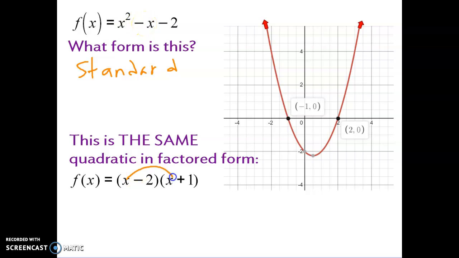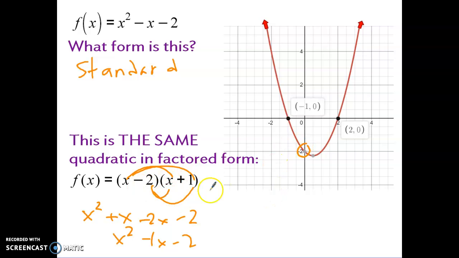If I were to FOIL this out, so I've got x squared plus x. Now multiply these. -2x minus 2. Combine like terms. And you see I end up with this. So the standard form, remember that tells us the y-intercept, and the factored form, that tells us the x-intercepts.